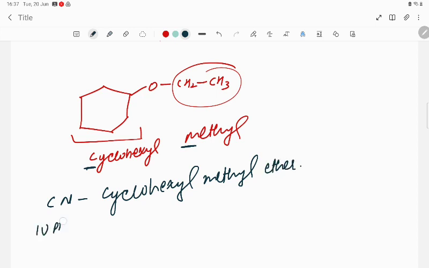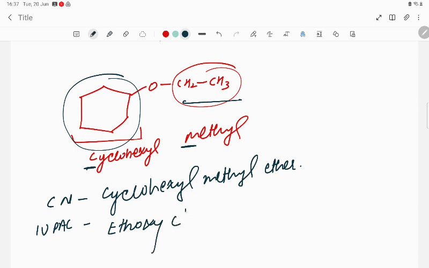Now let us go with the IUPAC. What will be the IUPAC? Alphabetically, here the number of carbons is 6, and here it is 2. So it will be ethoxy with cyclohexane: ethoxycyclohexane.